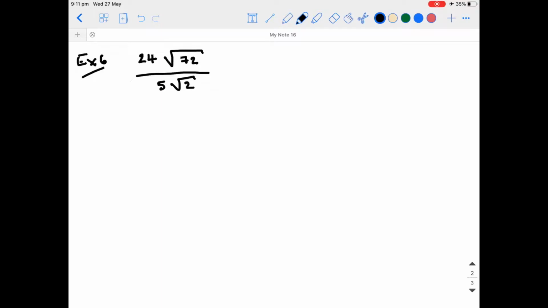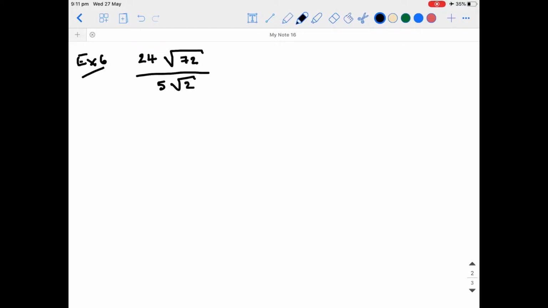Now if I take 24 and 5, is there a common factor between 5 and 24? The answer of course is there isn't. If I take the surds, which is the 72 and the 2, I know that by dividing 72 by 2, I get 36. And I know that the square root of 36 is 6.